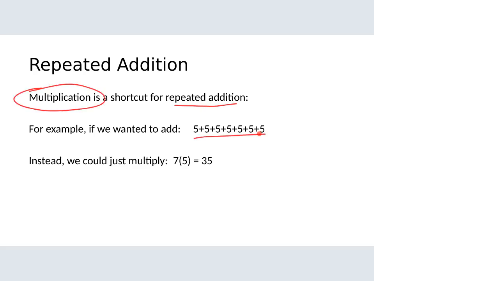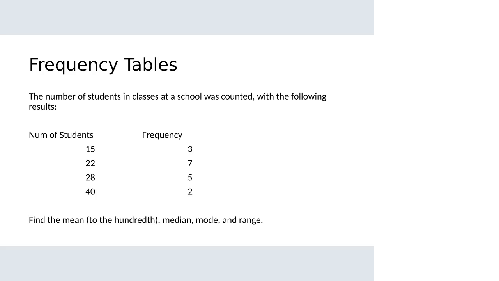The shortcut that you would use for repeated addition is just to multiply. If we wanted to add 7 5s together, we're not going to add them all up. Instead, we're going to multiply. We're just going to do 7 times 5 and get 35. And if you're thinking, yeah, no kidding, that's good. That's where I want you to be. So with that in mind, and continuing our study of mean, median, mode, and range, I want to look at frequency tables.